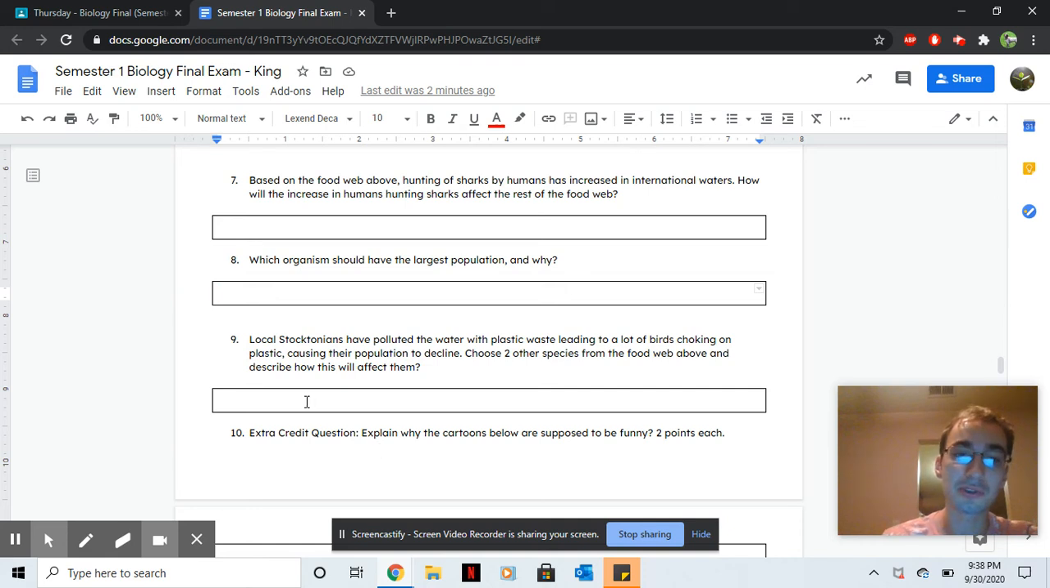And the next one, local Stocktonians have polluted the water with plastic waste, leading to a lot of birds choking on plastic, causing their population to decline. Choose two other species from the food web above and describe how this will affect them.